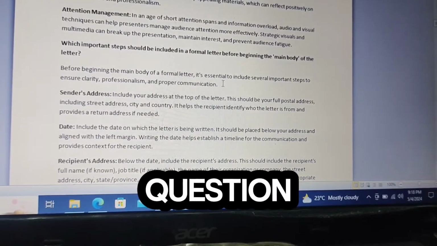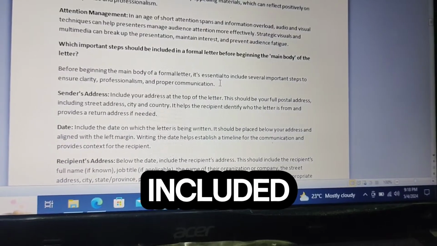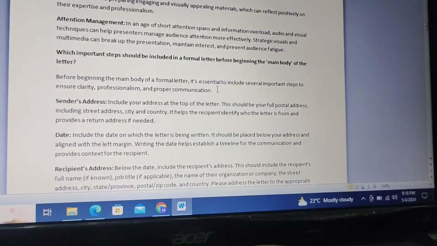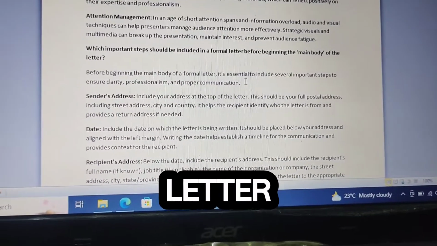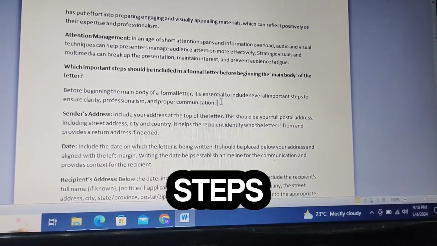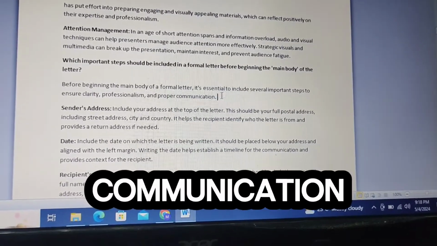The next question which we have is, which important steps should be included in a formal letter before beginning the main body of the letter? The answer is, before beginning the main body of a formal letter, it is essential to include several important steps to ensure clarity, professionalism, and proper communication.